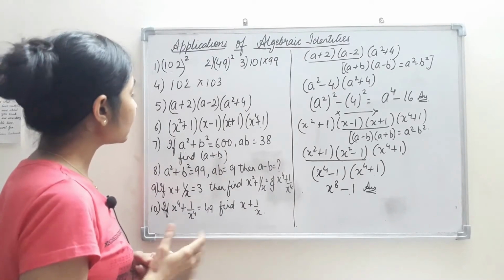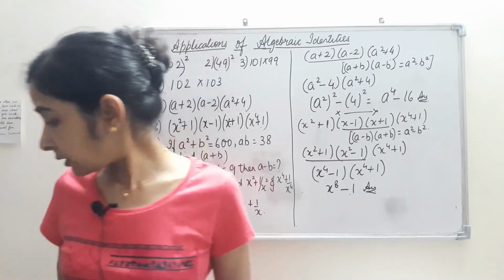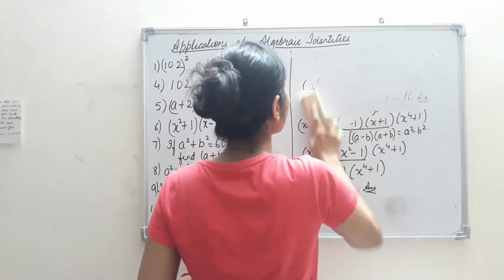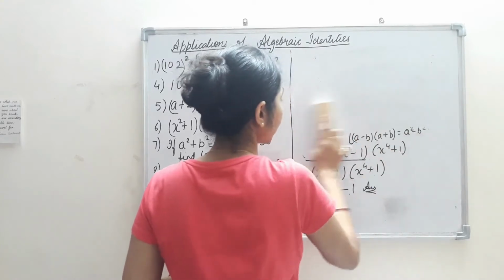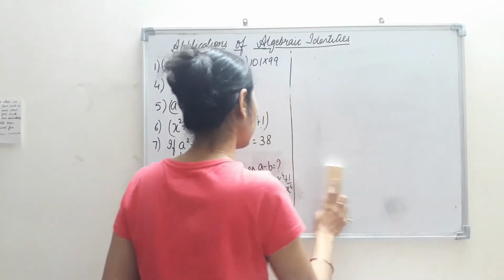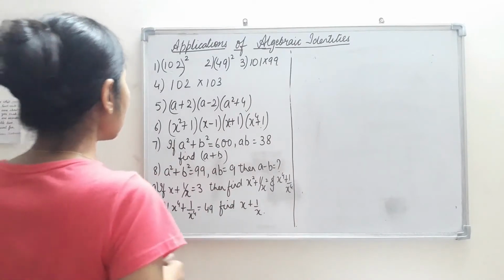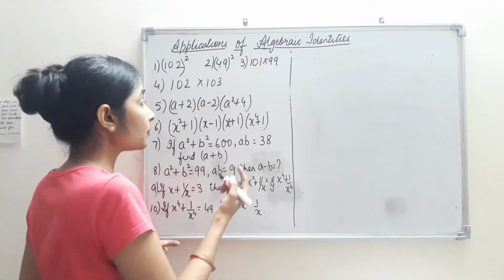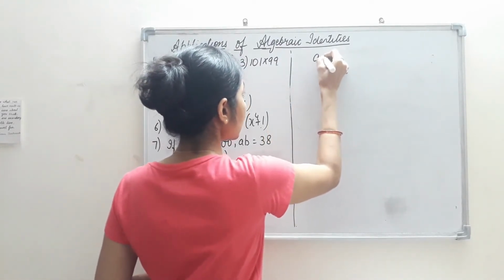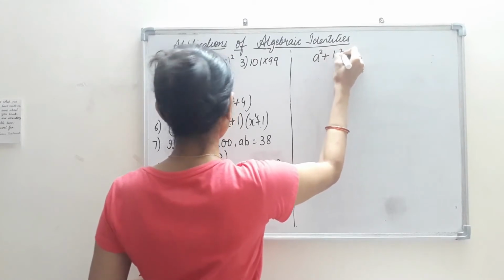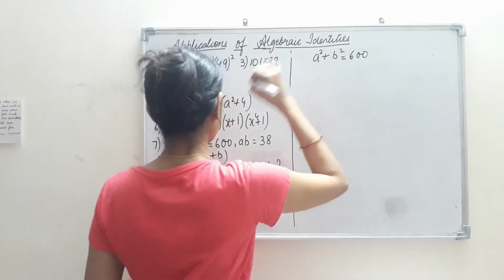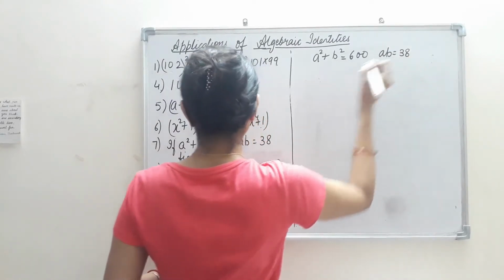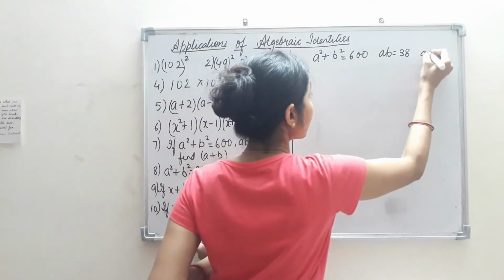Now again a few more questions related to using these identities. We can be given 1 or 2 values in the identities, and we are supposed to find out the other values. If a square plus b square is equal to 600, ab is equal to 38, what we are given in the question is that the value of a square plus b square is 600, the value of ab is 38, and we are asked to find out the value of a plus b.